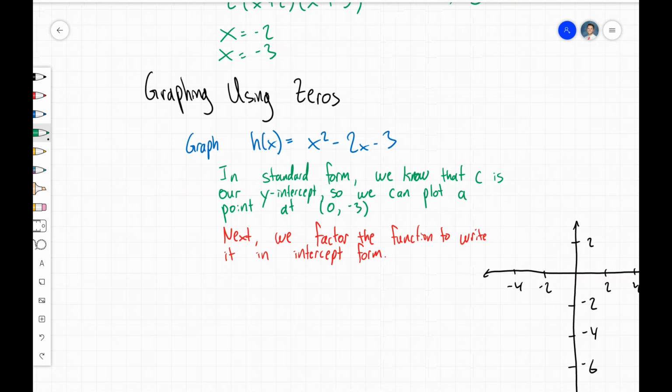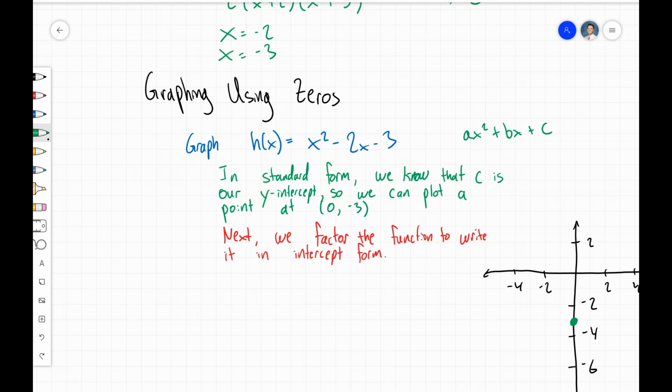All right, now let's look at this next example, graphing using zeros. So we want to graph h of x equals x squared minus 2x minus 3. So this is currently written in standard form. And if you remember, in standard form, ax squared plus bx plus c, that c value is always our y-intercept. So we know that our y-intercept here is going to be 0, negative 3. And we could go ahead and graph that. So we have our y-intercept.